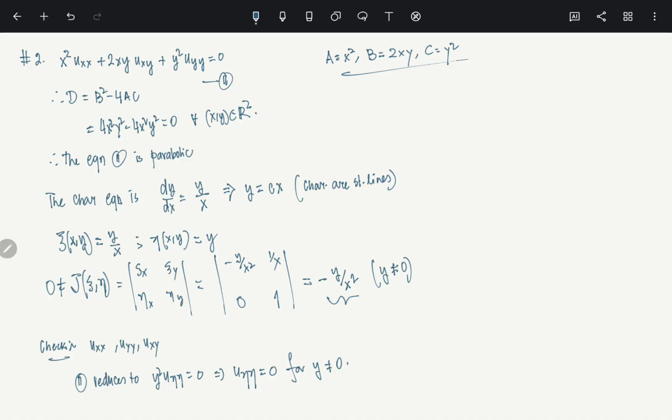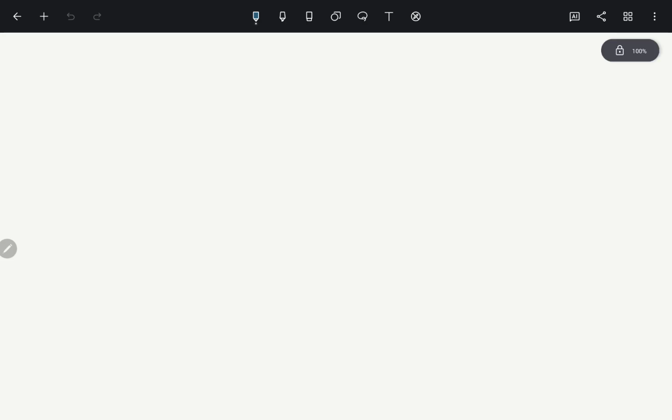So in that region, what is happening is this: the equation 2 is getting reduced to u_ξη = 0, right? Okay, so maybe I can do it here. See, 2 is a much more complicated equation. So what we are saying is that for y not equal to 0, 2 reduces to u_ξη = 0.